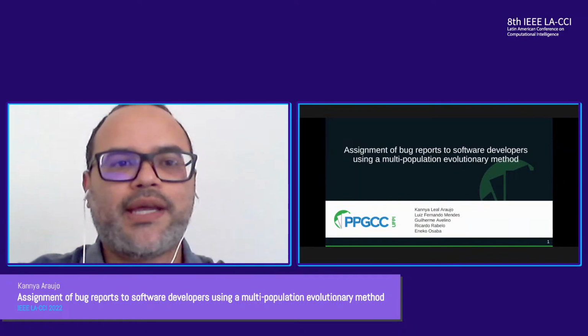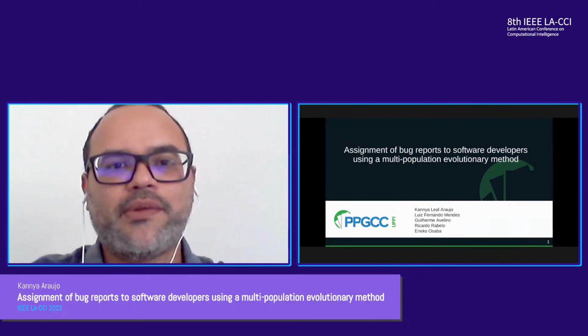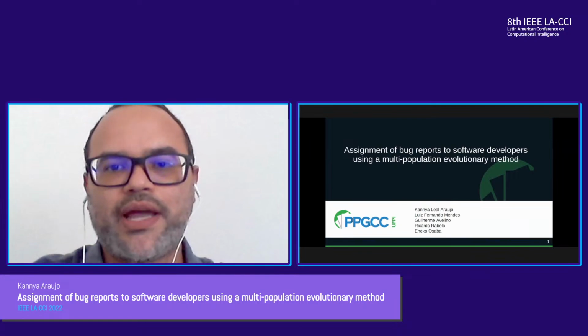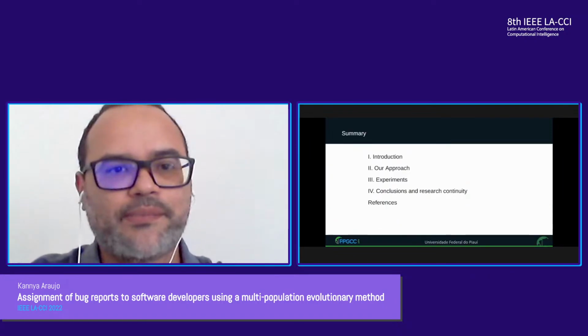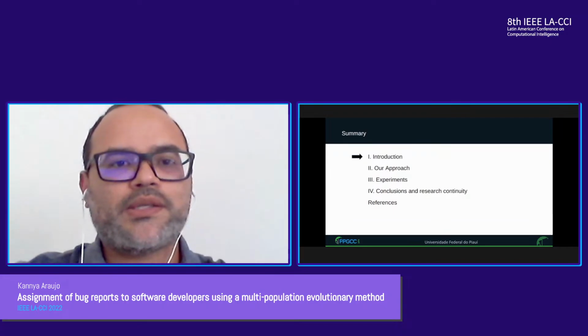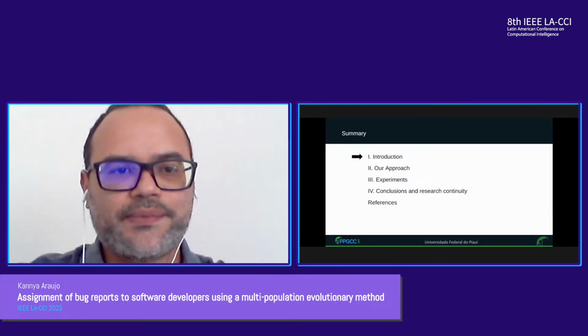So the title of my paper is The Assignment of the Bug Reporters to Software Developers Using a Multi-Population Evolutionary Method. So it is the summary of this presentation. So let's start with the introduction.